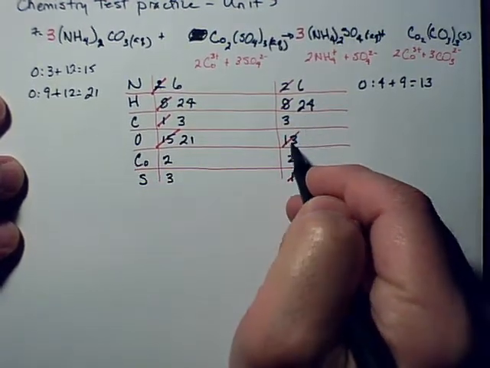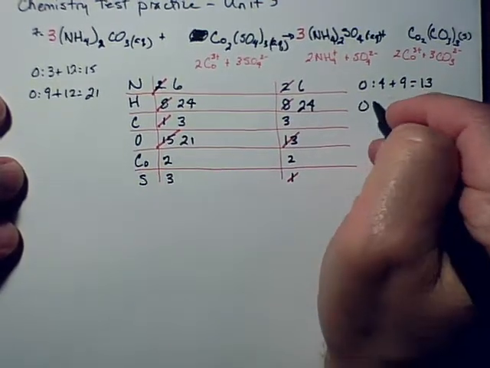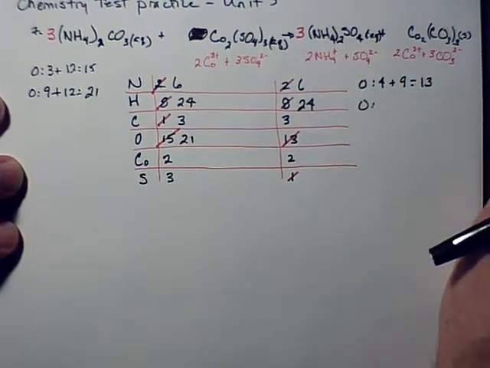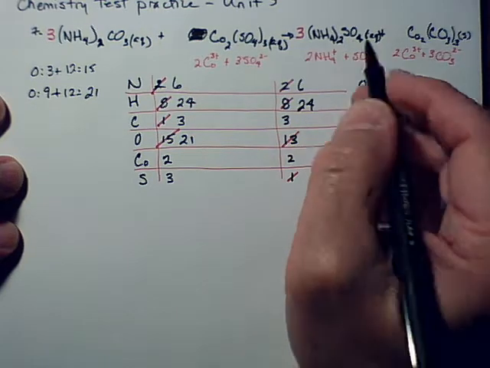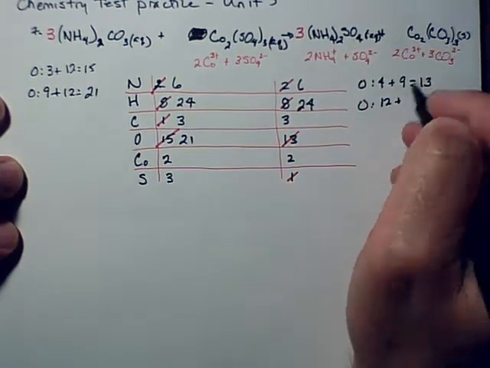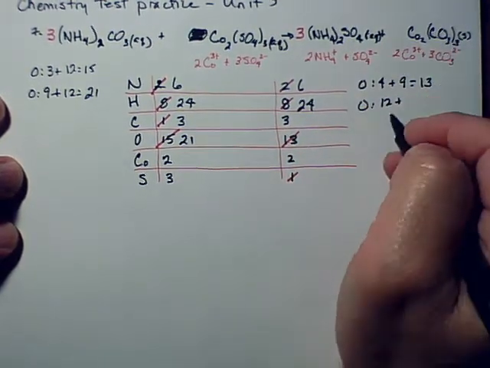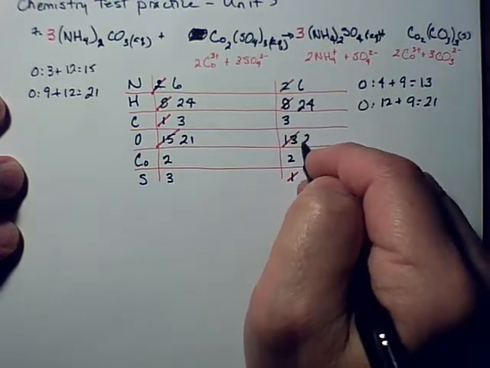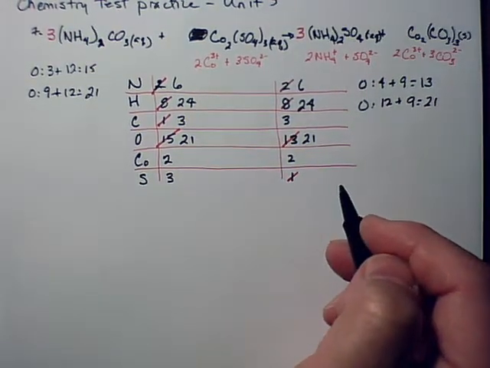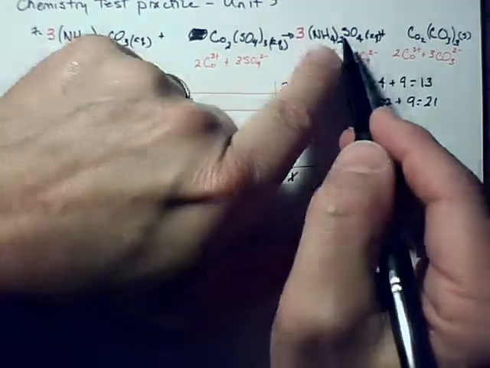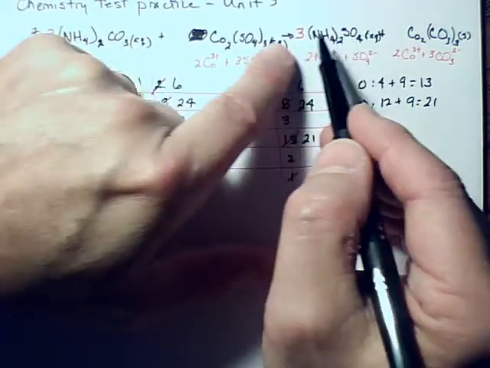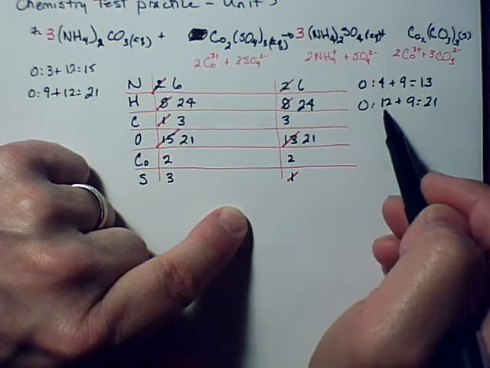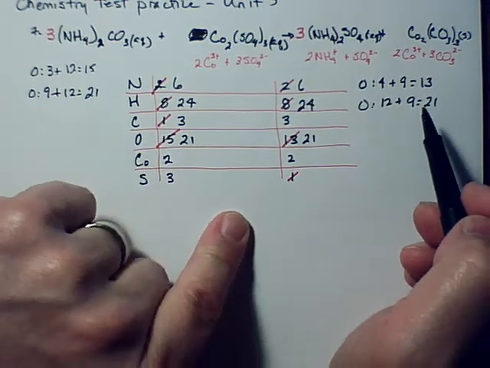Okay, and let's see, oxygens. I have 4 in this part of the formula, this sulfate part of the formula, and then times 3 is 12, plus the 3 times 3 are 9 here, so that's 21, right? Okay, 4 in the sulfate times the 3 is 12. The 3 in the carbonate times the 3 is 9. 12 plus 9 is 21.